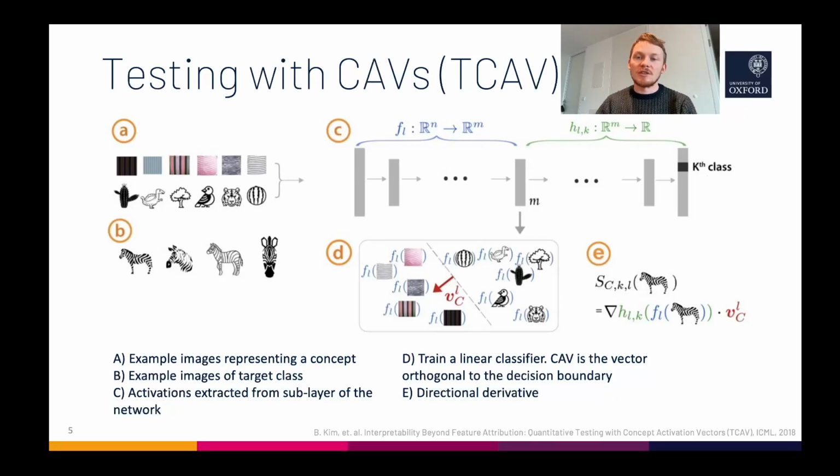You then calculate the derivative of the logit with respect to the activations in the layer where you created the CAV. And that's this gradient down here. You take the dot product of the gradient with your vector, your CAV, and you then get the directional derivative. And now our directional derivative is the key value for the sensitivity of the model. And intuitively, you can see it as, if the activations were to move in the direction of the CAV vector by an infinitesimal amount, then how would the logit change for that class?